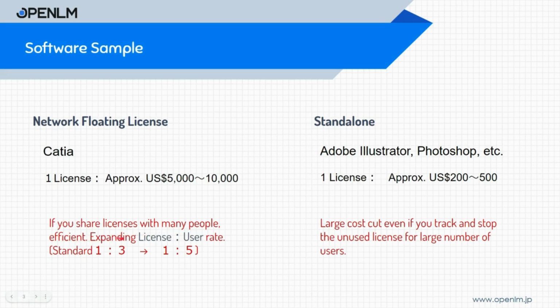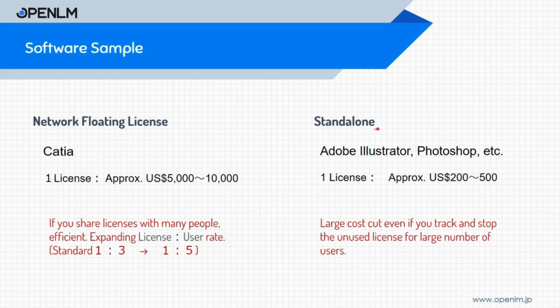And then you can expand the license to user ratio. So a standard for network floating license is like one license shared by 3 users. So by utilizing OpenLM software, you can expand it to 1 to 5. We don't guarantee it, but we have the possibility to stretch the limit of the license.